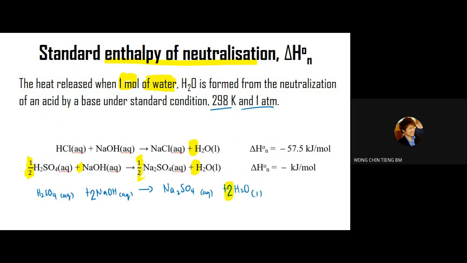If you're doing neutralization with a strong acid and strong base slightly more concentrated than the one that you're using in the lab, the one you use in the lab, you don't feel it very much. But if you've done experiment 2 later, you will feel it.